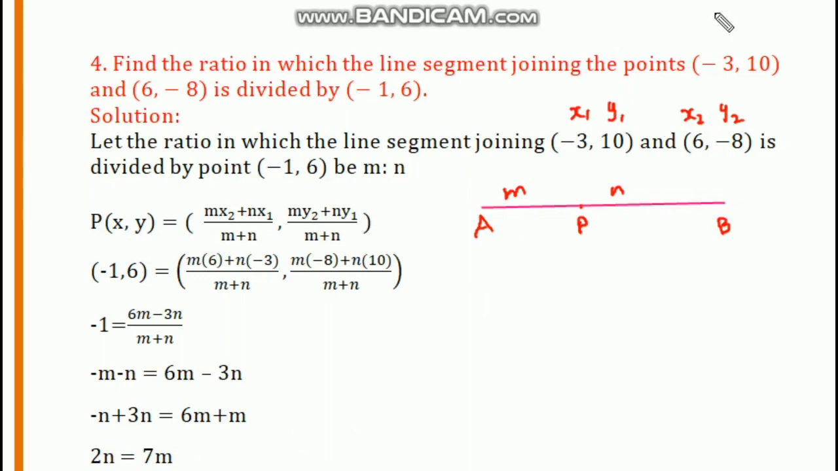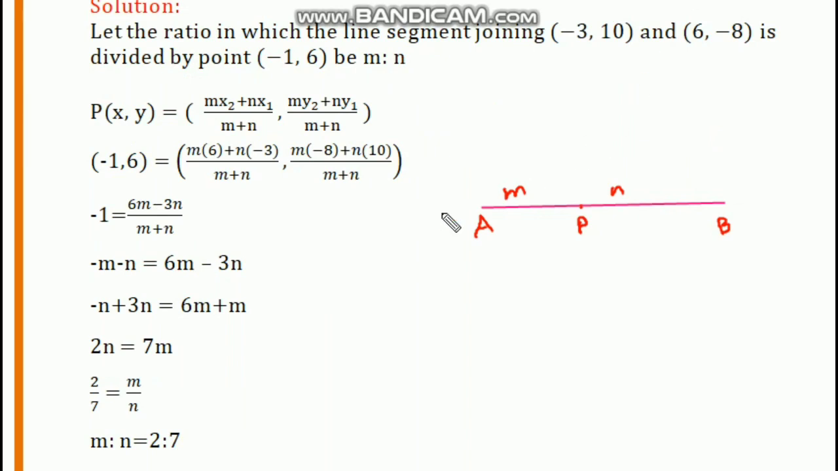Actually here we need to find the ratio, m is to n. So 2n equal to 7m. Transpose n to the right-hand side, so m divided by n. That 7 transposes to the left-hand side. So 2 divided by 7 equal to m by n. So the ratio m is to n equals 2 is to 7. So the point (-1, 6) is dividing the line segment into the ratio 2 is to 7.